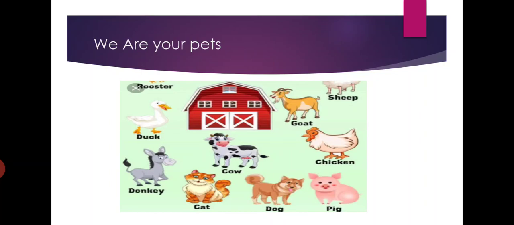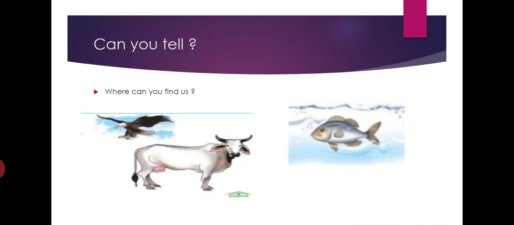Today, these animals are going to talk with us and tell us about themselves. Let's see what they are telling us. Oh, they have started with a question. They are asking, where can you find us? So, which are these animals? Okay, we can see an eagle, a cow and a fish. And these animals are asking us, where can you find us? Students, could you tell them?